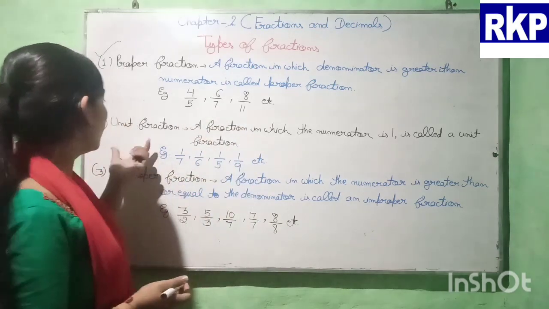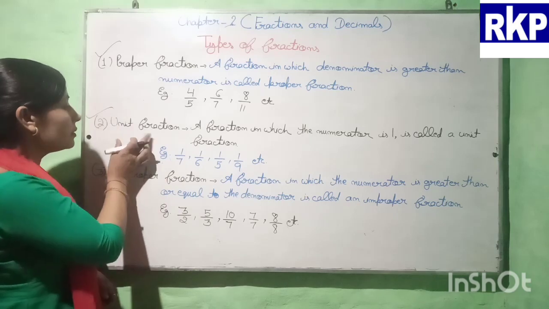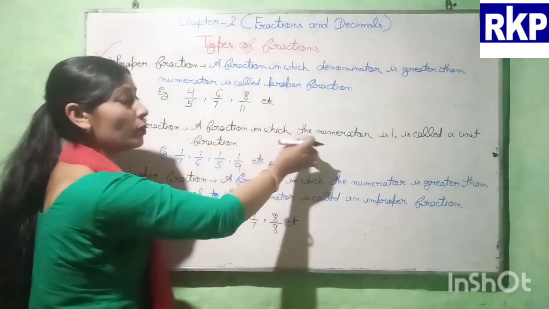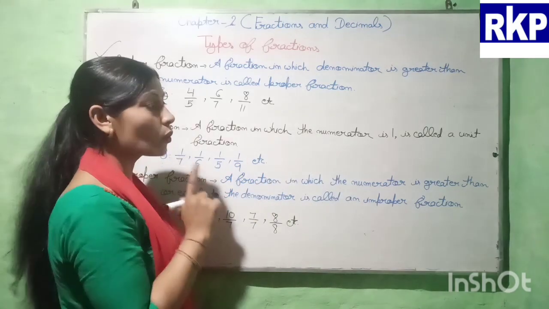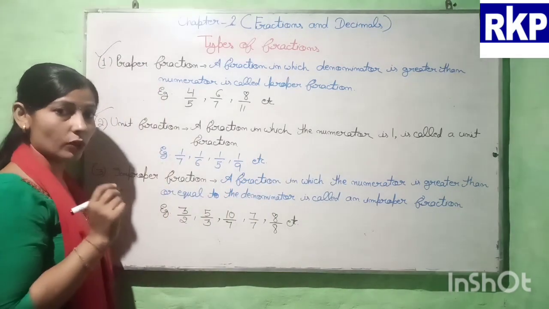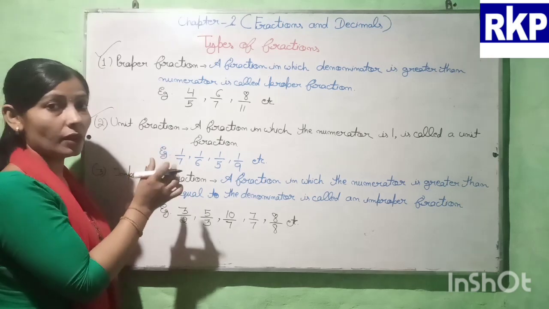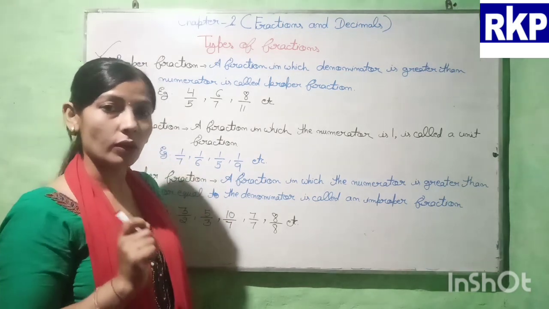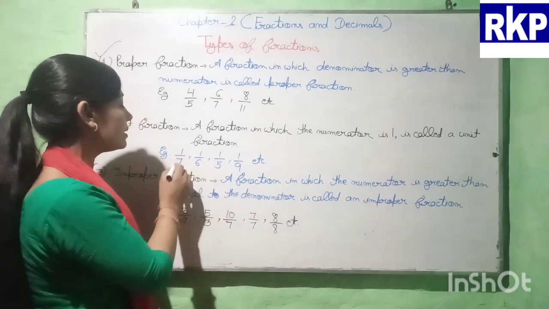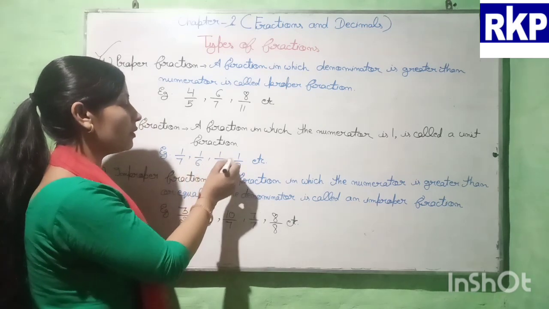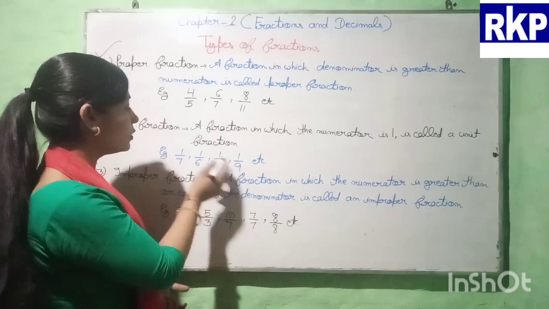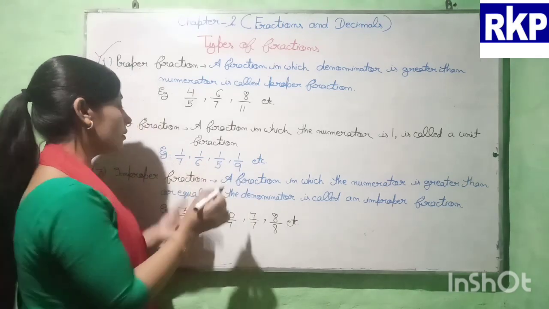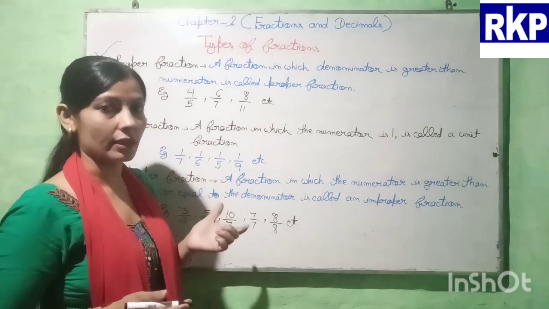Now let us see the next, that is the unit fraction. A fraction in which the numerator is 1 is called a unit fraction. It means in a unit fraction there should be 1 as numerator. For example, 1 by 7, 1 by 6, 1 by 5, 1 by 9. Here these all have 1 as numerator, so these all are unit fractions.